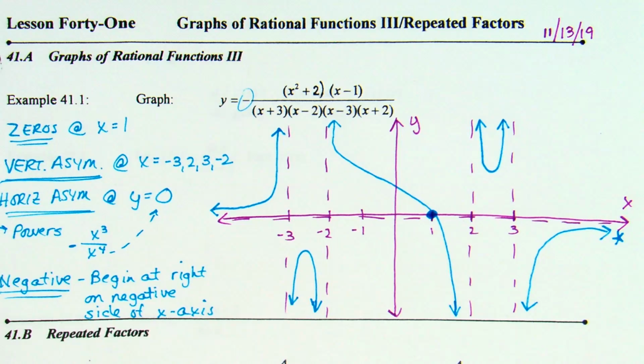Okay, repeated factors. What we're basically looking at is if any of these parentheses in the denominator up here had a squared on them, how would that change things up? Or if it had a cubed or a fourth power. Basically, if it had some kind of power. So as we look at this problem right here, let's look at example A.